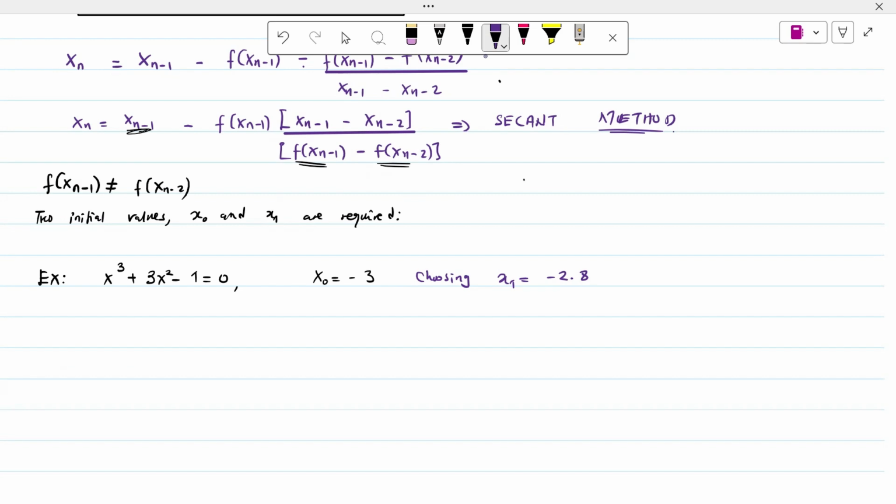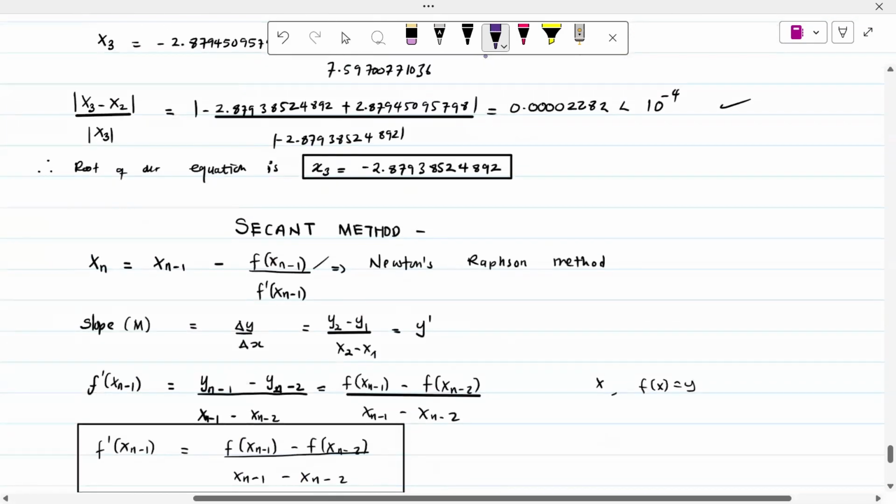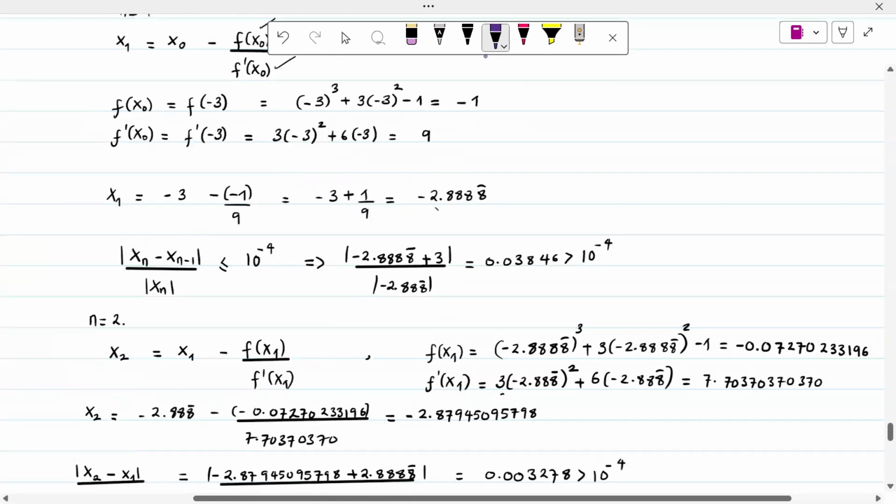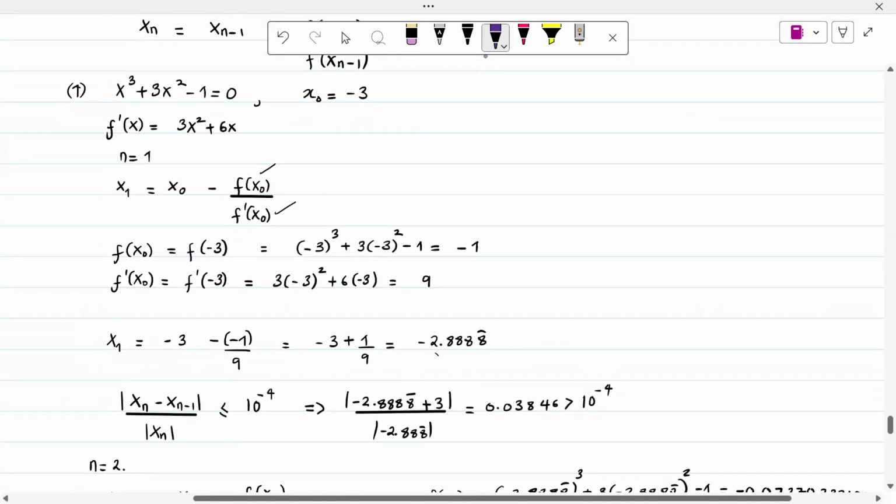Sorry, come again on that one. I was saying that since we are given 2 values, x0 equal to -3 and x1 equal to -2.8, for us to start doing the iteration, we have to start from n equal to 2. If you look at the Newton-Raphson method, we're only given x0. No wonder we're starting from n equal to 1, as you can see here. We're just given one value, which is x0, when n equal to 0. So when n equal to 0, you have the value of x is -3. Then n equal to 1, n equal to 2, just like that.